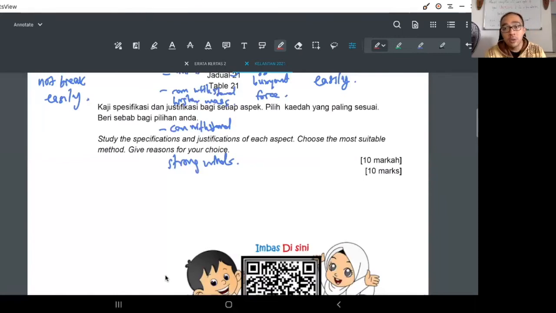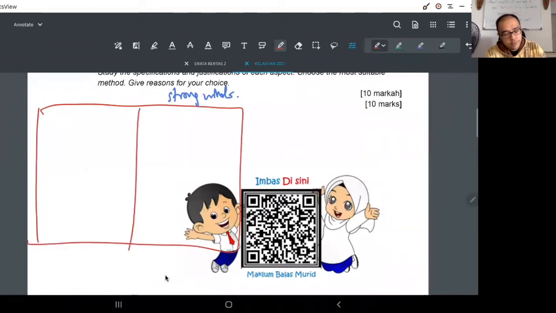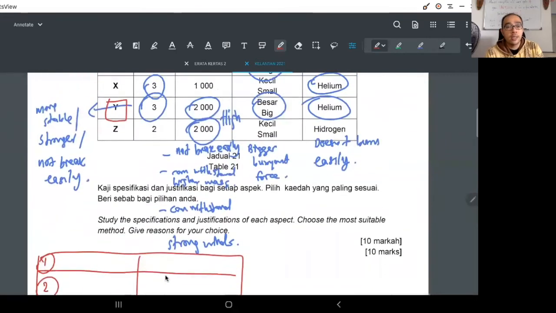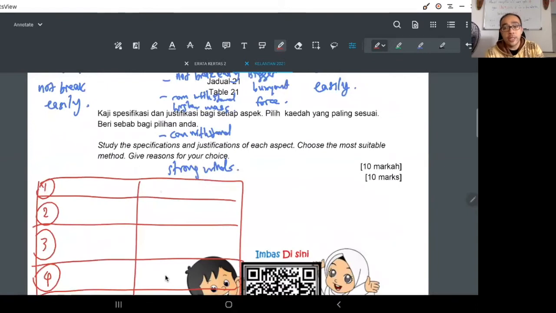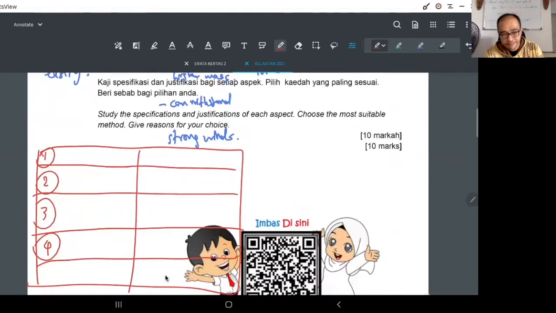Somebody asked me, how do I get the last 2 answers? So if you're going to do it in the table form, do it in the table form. So this is 1, this is 2, this is 3, this is 4. Okay, so macam ni. One is the number of ropes is high, and then you give the reason, not break easily. And then the second one is maximum tension of rope is high, not break easily.